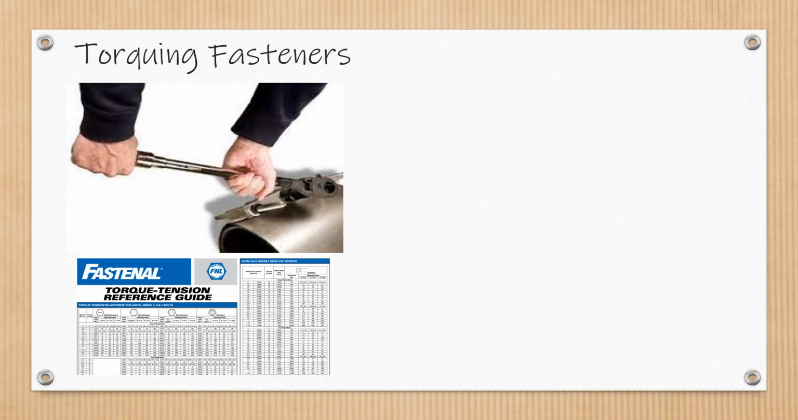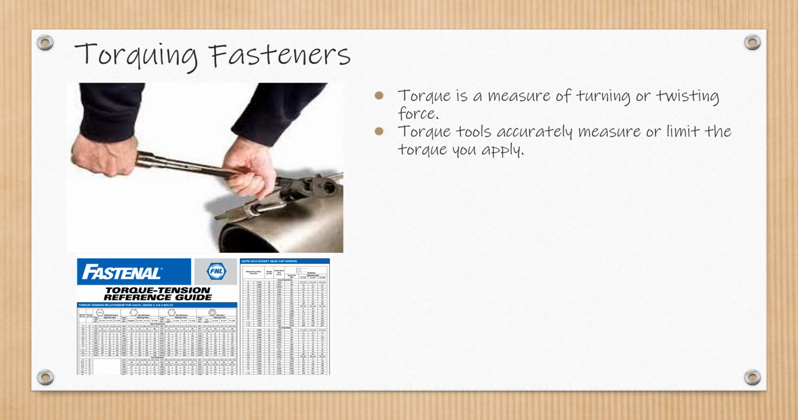Torque is a measure of turning or twisting force. Torquing fasteners is a critical aspect of non-permanent joint design and installation. Torque tools accurately measure or limit the torque you apply. Using these tools ensures you're applying a consistent torque and prevents over-tightening that can damage fasteners.